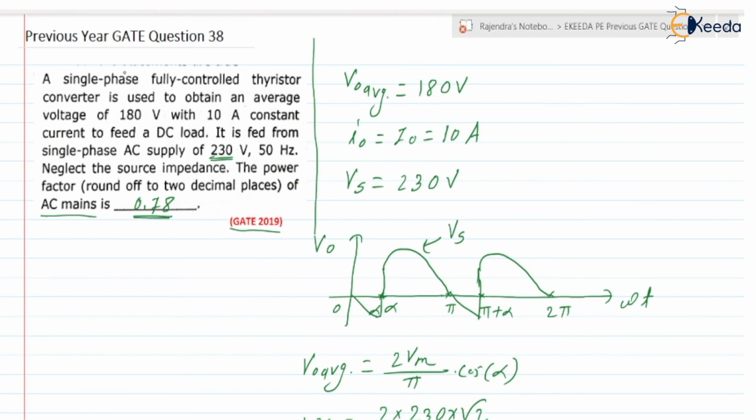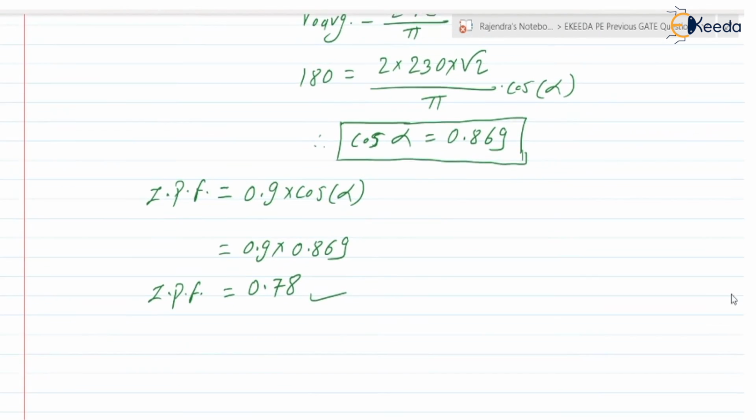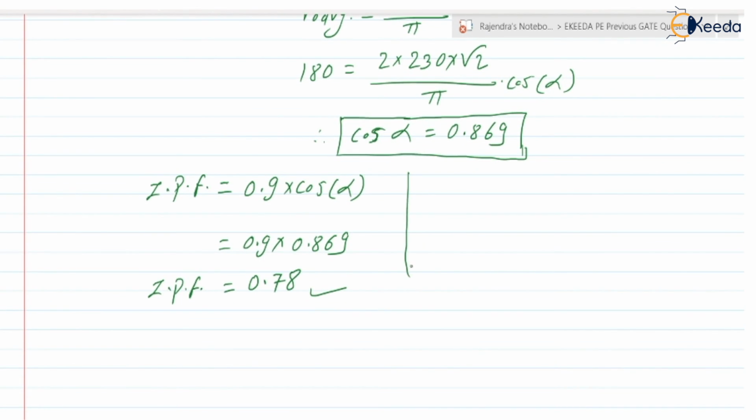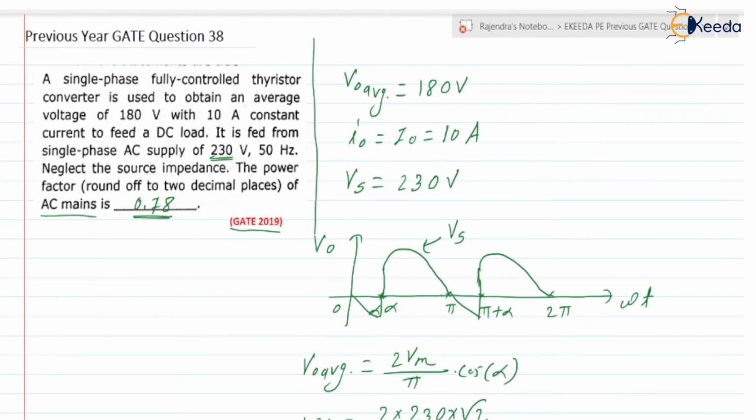This 0.9 into cos alpha is for single phase bridge rectifiers. In general, if the load is an RL load or an RLE load, we have written that the input power factor is the product of the distortion factor and the displacement power factor, DPF, into DF. So from this we can write it is equal to 0.78.